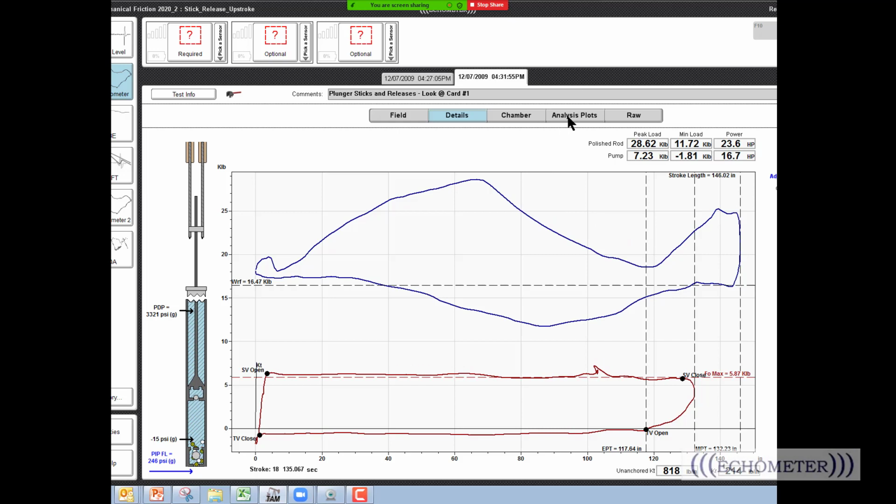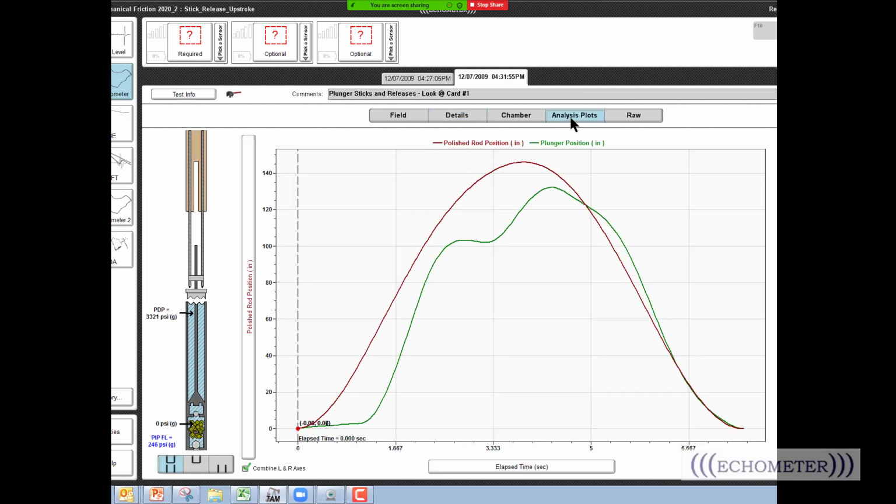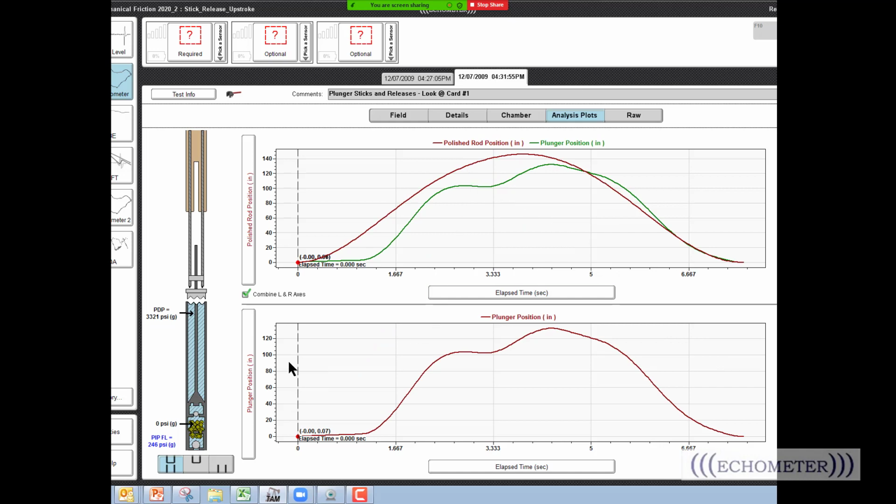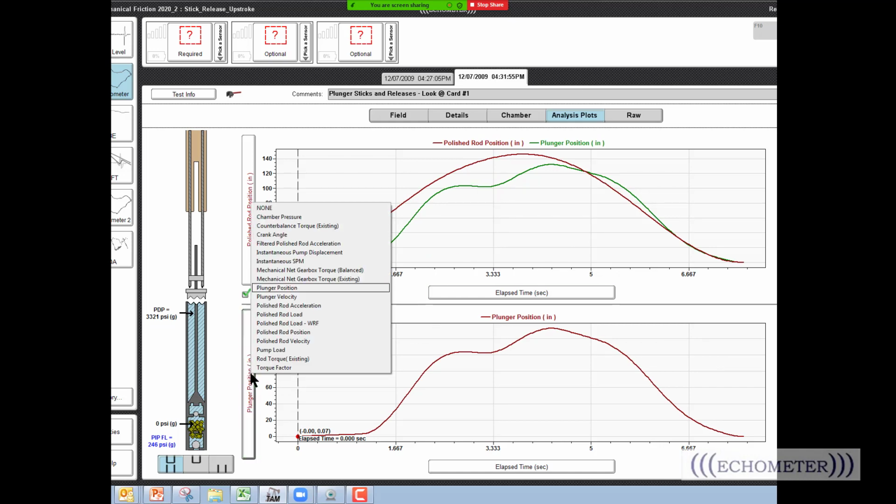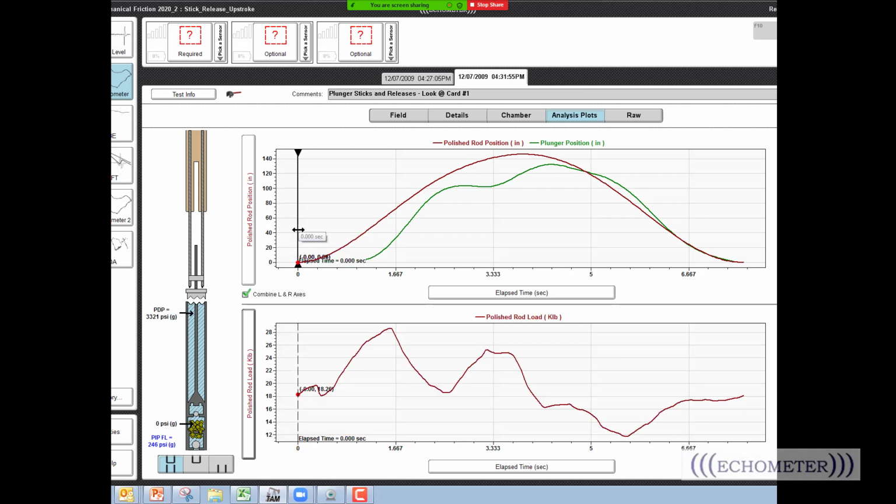Now, if we go look at the analysis plots, here is the pump load, and let me draw two of these so you can see two. There's that plot right there, and I want to plot on this one the polish rod load. So here's the polish rod load right there. And as we move on the upstroke right here, okay, right now the traveling valve opens right there. The standing valve opens, and the traveling valve starts to move, carrying the fluid load.